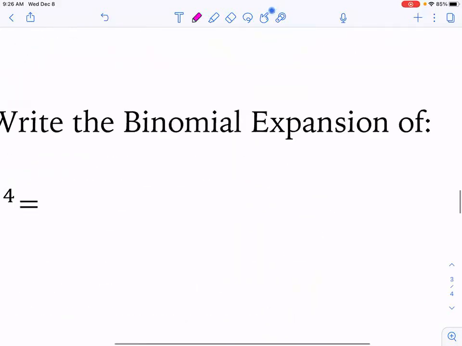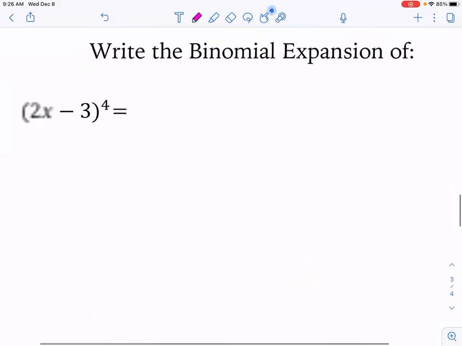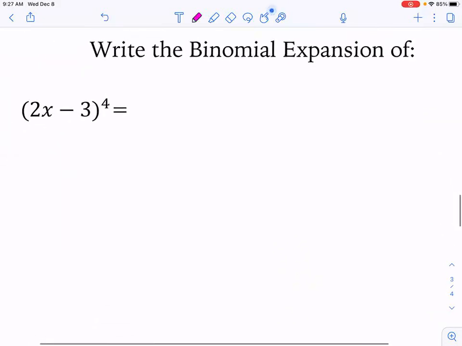Okay, so I am going to show you what that looks like with 2x minus 3 to the 4th. Please write it down.